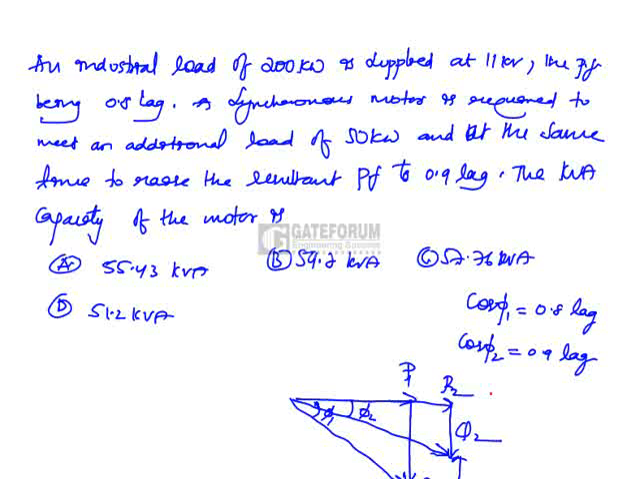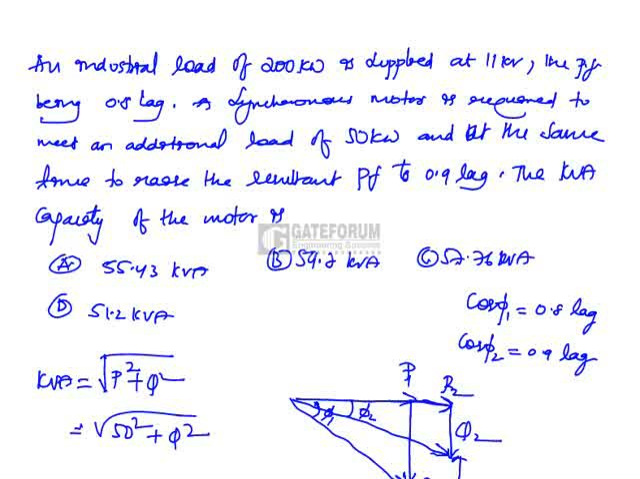Okay, now what we have to find here is the kVA capacity of the motor. Now what is the kVA capacity of the motor? kVA capacity of the motor is the square root of real power squared plus reactive power squared. Now what is the amount of real power supplied? Real power supplied is 50 kilowatt, plus reactive power supplied squared. Now we have to find the reactive power. How much reactive power has been supplied?